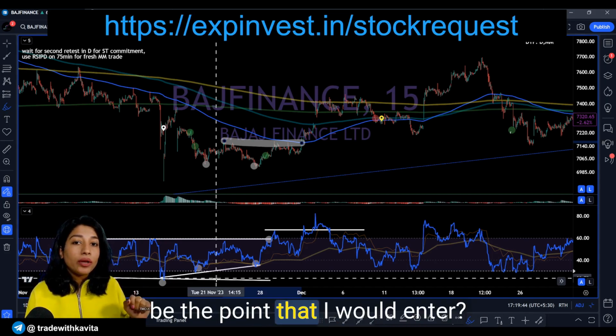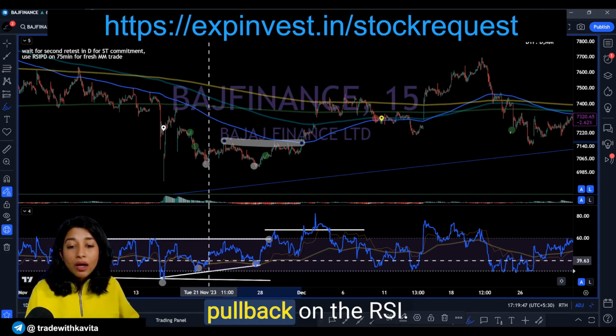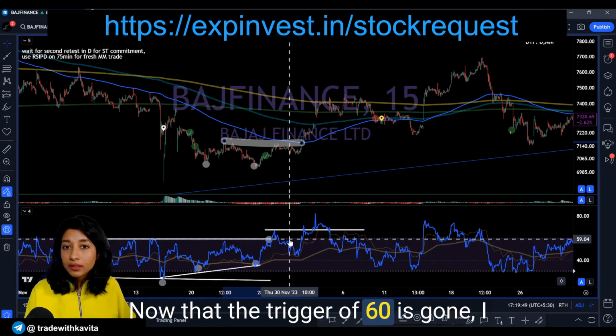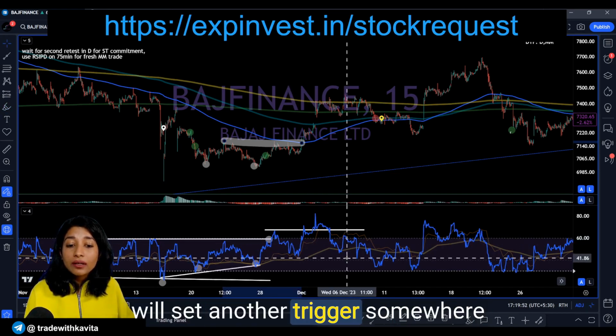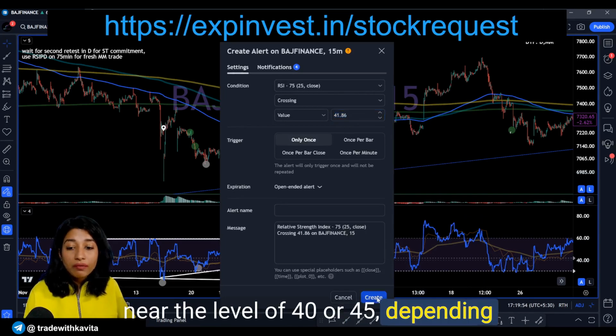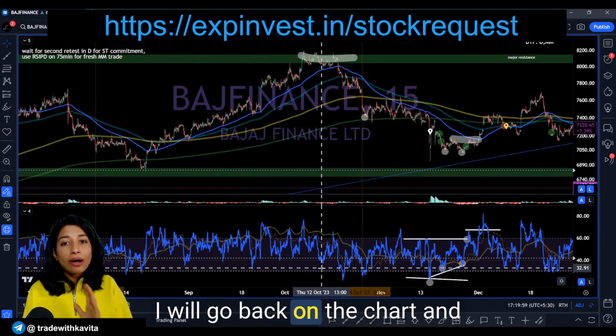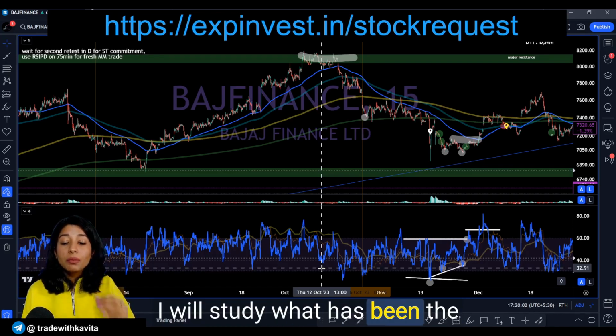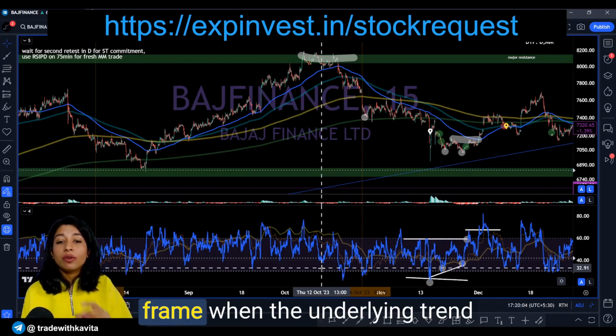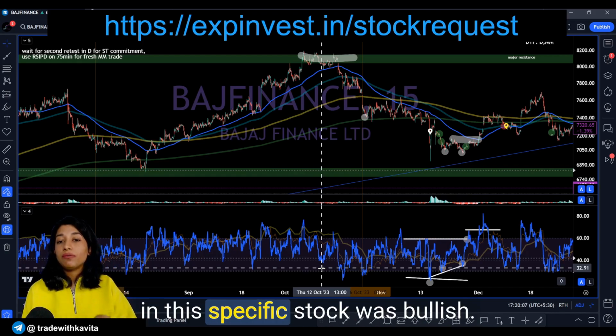When would be the point that I would enter? I would wait for a pullback. On the RSI, now that the trigger of 60 is gone, I will set another trigger somewhere near the level of 40 or 45, depending upon the past trend analysis. What do I mean by past trend analysis? I will go back on the chart and I will study what has been the support level for the 15-minute time frame when the underlying trend in this specific stock was bullish.